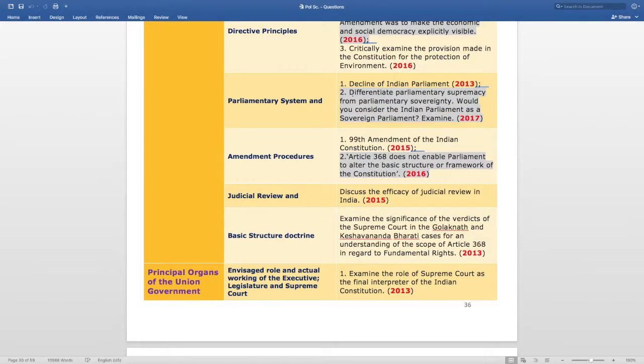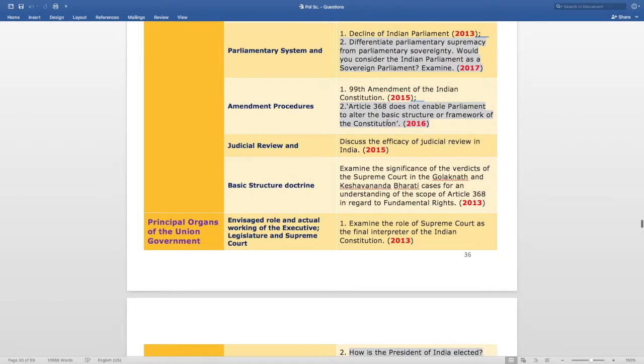The next subtopic is the Parliamentary System, and the questions are: decline of the Indian Parliament. This is asked in 2013. The next question is: differentiate parliamentary supremacy from parliamentary sovereignty. Would you consider the Indian Parliament as a sovereign parliament? Examine. This question is asked in 2017.